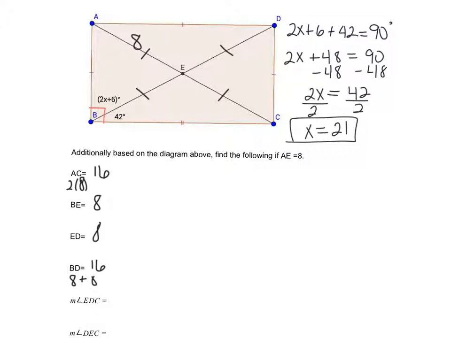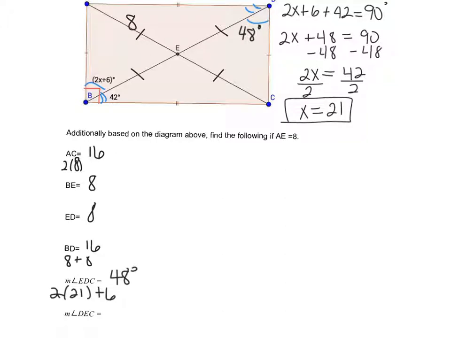So using information about which angles are congruent based on our diagonals and alternate interior angles, our angle EDC is congruent to the 2x plus 6. So I just have to plug in x to figure out the measure of angle EDC. So we're going to do 2 times 21 plus 6. 2 times 21 is 42. 42 plus 6 is 48, which means EDC is 48 degrees. Go ahead and label that in my diagram.